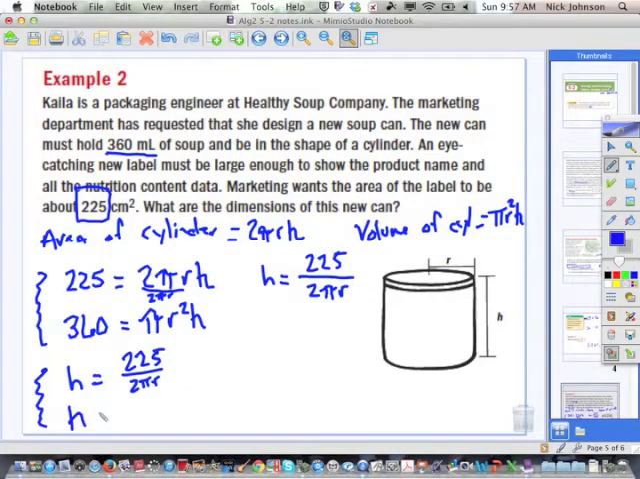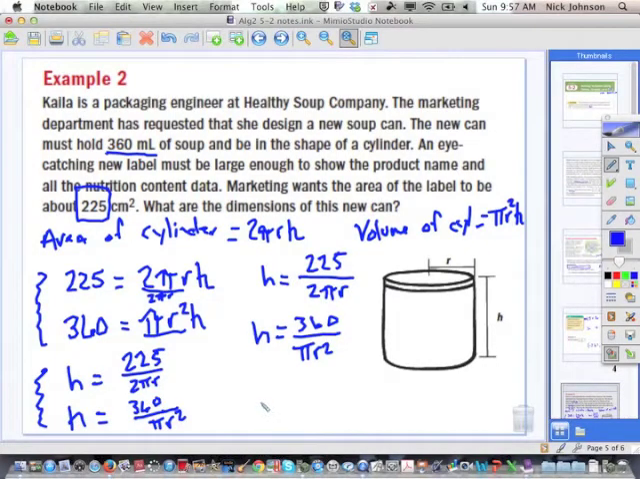And I got to solve for h on the other one. Okay, so here I got to get rid of pi r squared. So h is going to equal 360 divided by pi r squared. Okay? 360 divided by pi r squared. Now, in this case, h is my y. Okay? That's what I'm setting everything equal to.